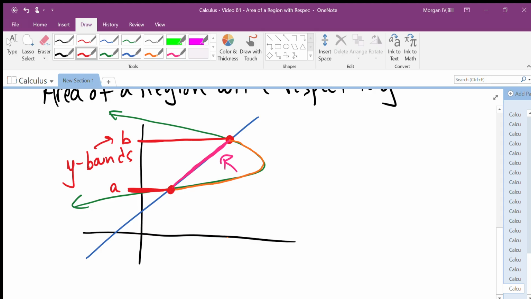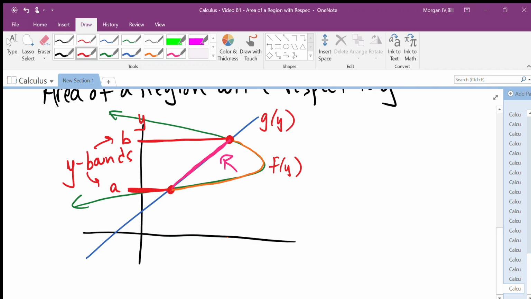Y bounds here and here because they are on the y-axis. And so if we do right minus left, we have y bounds. We call that the area of the region with respect to y, using y bounds. And so often, these functions will be something like a function of y, f of y, and g of y.